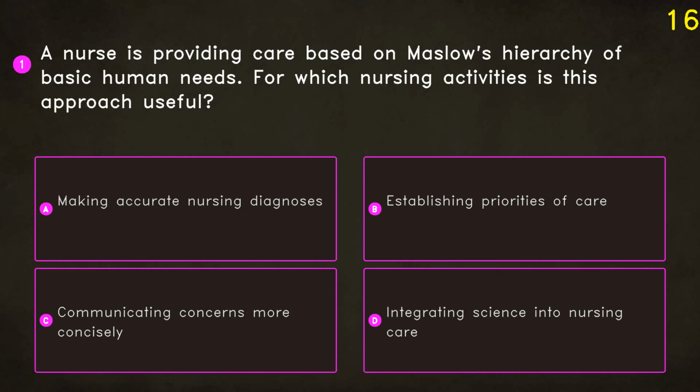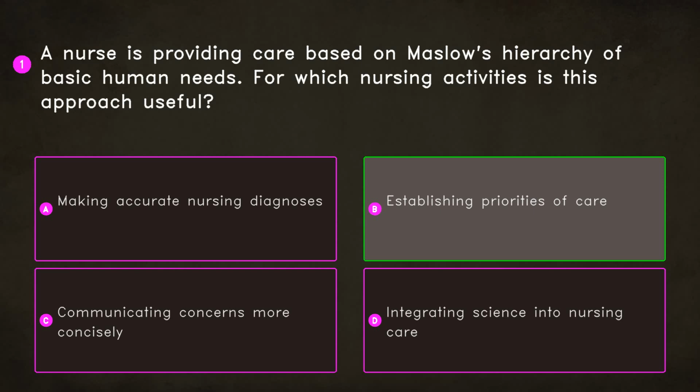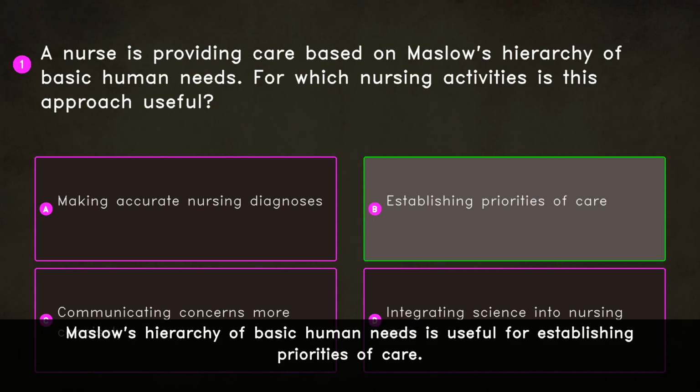Question 1. A nurse is providing care based on Maslow's hierarchy of basic human needs. For which nursing activities is this approach useful? A. Making accurate nursing diagnoses. B. Establishing priorities of care. C. Communicating concerns more concisely. D. Integrating science into nursing care. The correct answer is establishing priorities of care. Maslow's hierarchy of basic human needs is useful for establishing priorities of care.